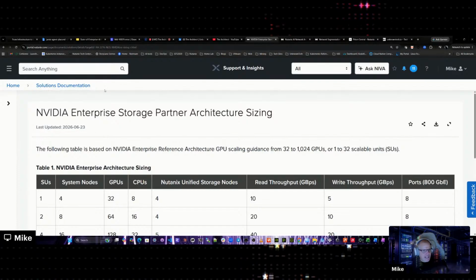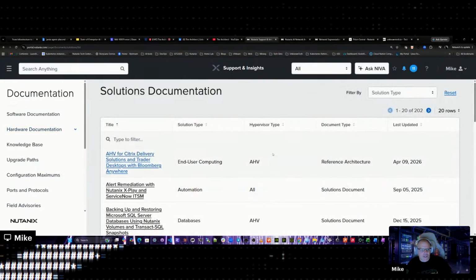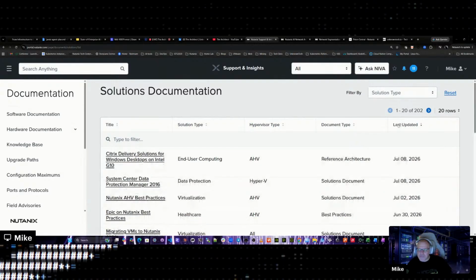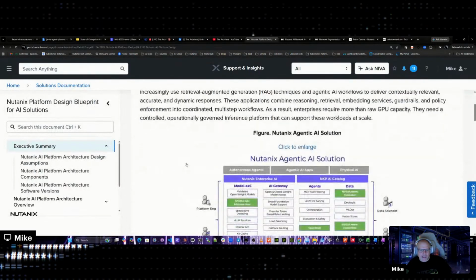All right. So that's basically the overview of the NVIDIA enterprise storage with Nutanix reference architecture and guidance. And this is easily plugged into the design that we talked about for the actual solution documentation. If we go back here, hang on one second. You could easily plug that into the platform design blueprint for AI solutions.